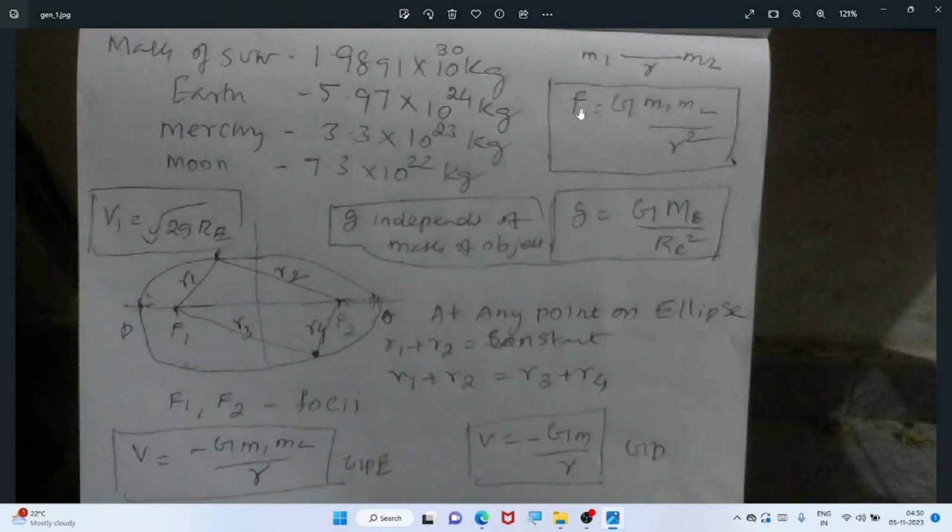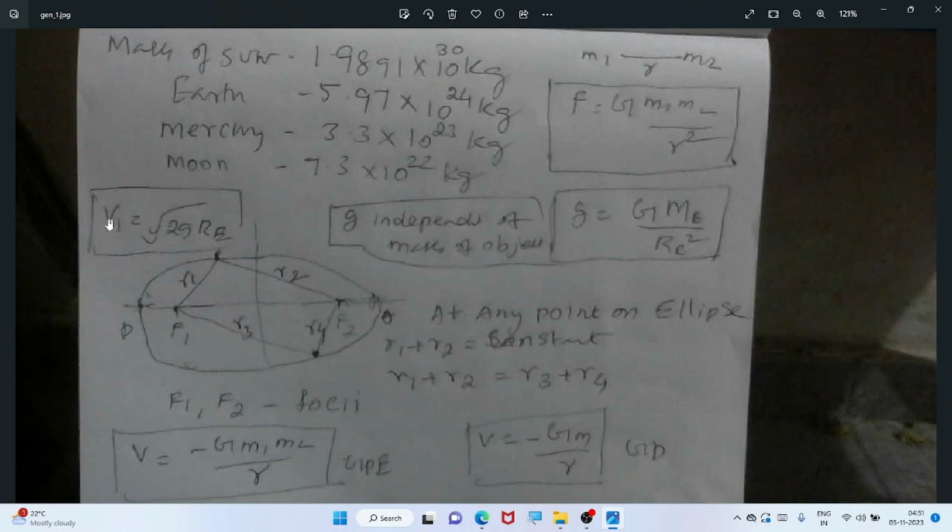This gravitational force gives the acceleration due to gravity, g equal to G M by R squared, where M is the mass of the earth and R is the earth's radius. The acceleration due to gravity is independent of the mass of the object. That is the important thing here. It depends only on the mass of the earth.